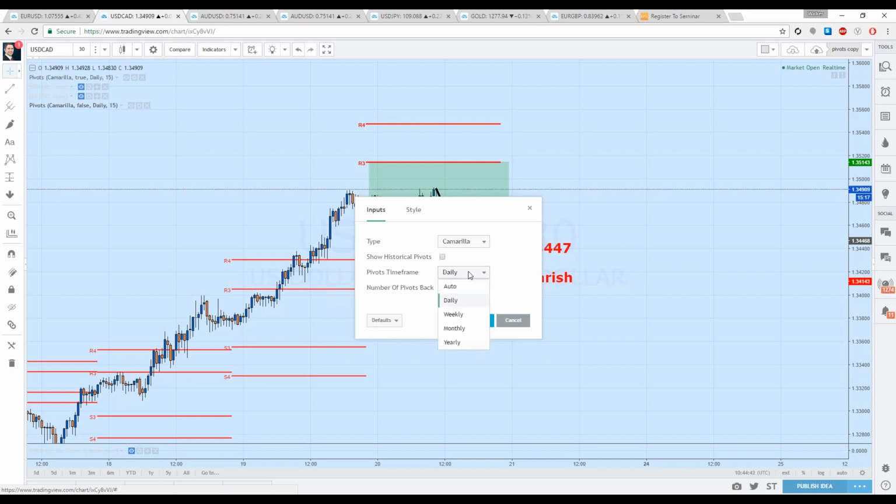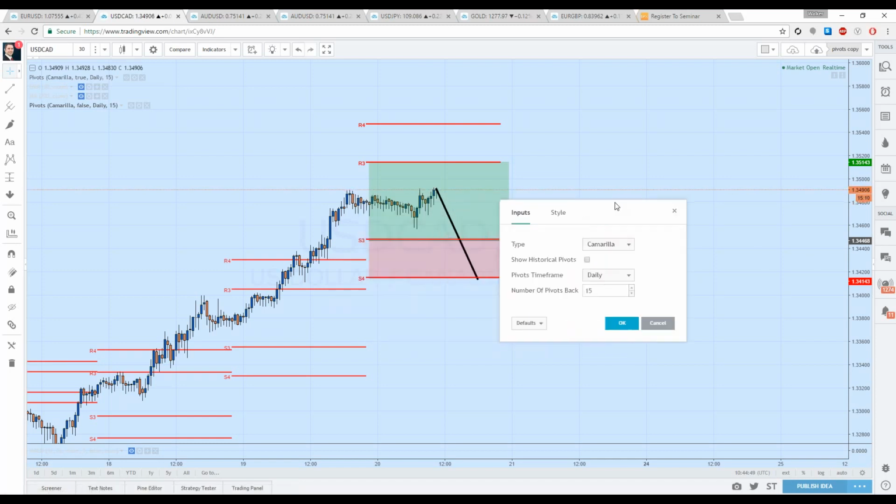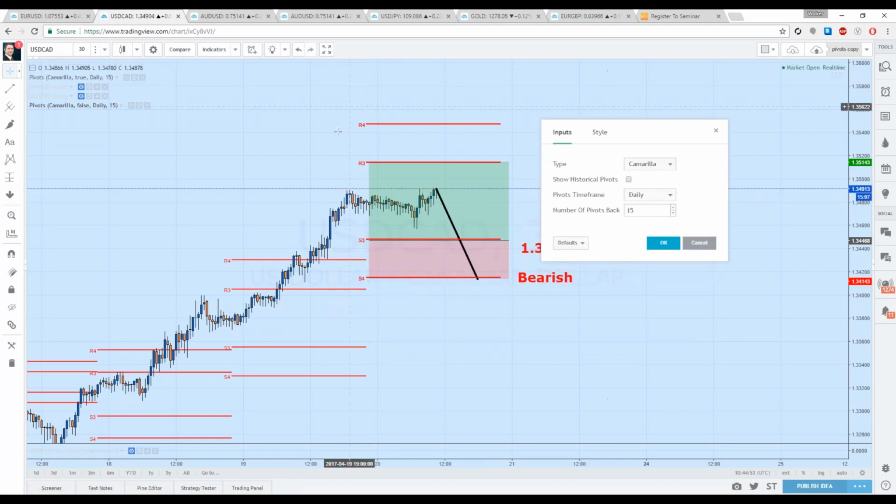Then, make sure your pivot time frame is set to daily. This will give us one set of pivots per trading day. This is important for day traders because we will get a new set of lines every day.